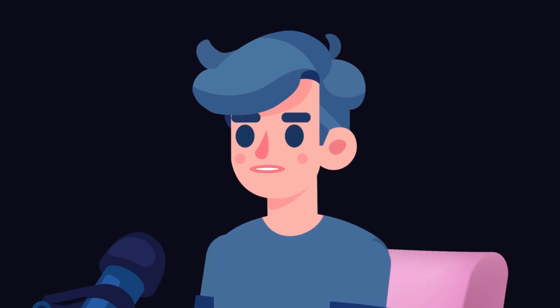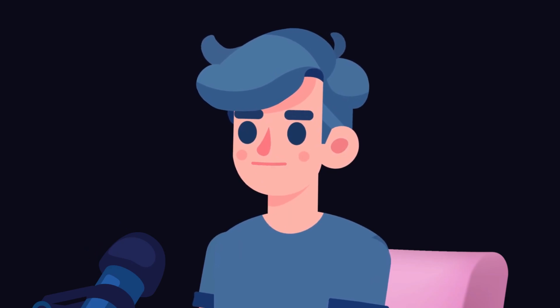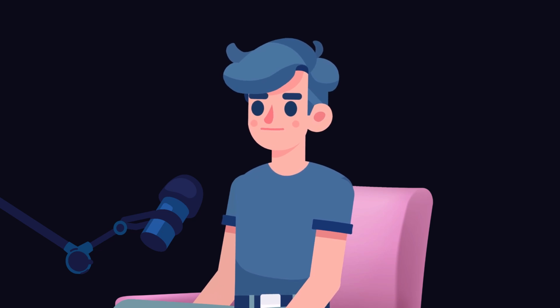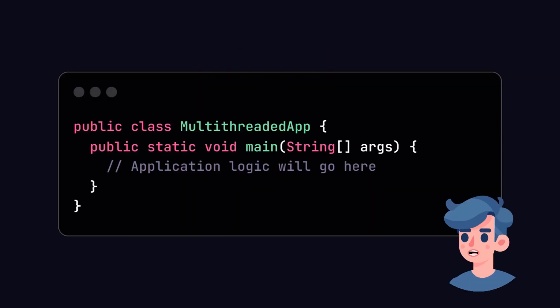For our demonstration, we'll create a simple multi-threaded Java application that performs some calculations and simulates both a race condition and a deadlock. We'll use this application to illustrate various debugging techniques. Let's get started by setting up our multi-threaded environment. We'll begin by creating a simple Java application.